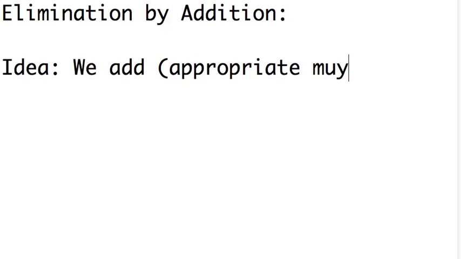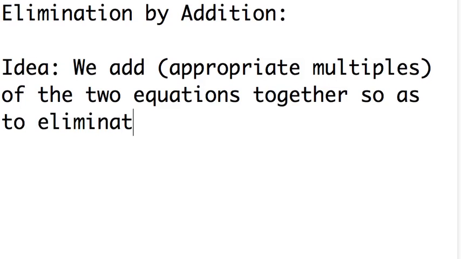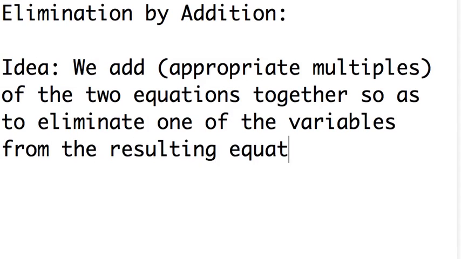But the idea is this. We add maybe appropriate multiples of the two equations together so as to eliminate one of the variables from the resulting equation. Okay, so the two key words here are add, that's the addition aspect of elimination by addition, and eliminate. We call it elimination because we're getting rid of a variable and getting a new equation which just involves one variable.